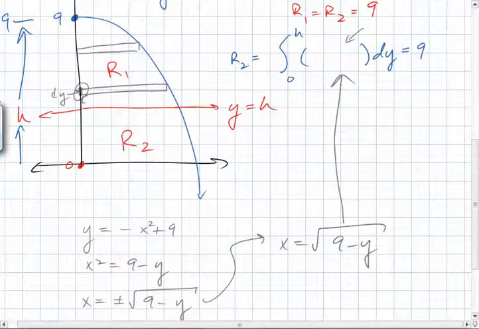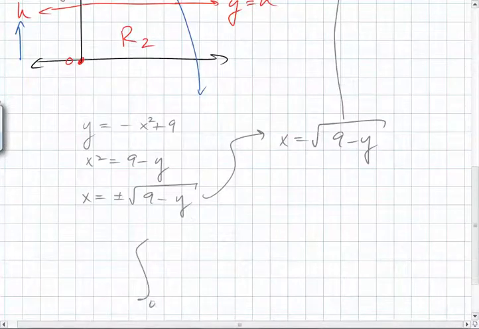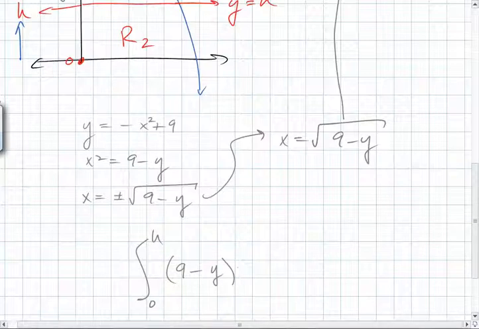Right there, the square root of 9 minus y. So what are you solving? You have the integral from 0 to h of (9 minus y) to the 1/2 dy. And what is that going to be equal to? It's going to be equal to 9, because it's half of the 18 that you found in part A.